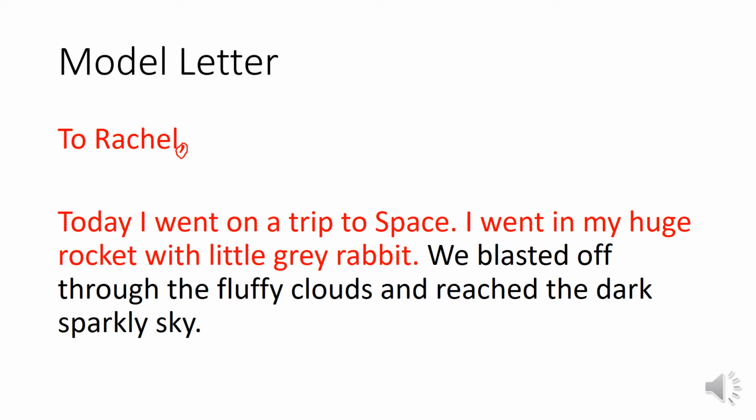Then once I've chosen who I'm writing to, I am then starting my letter. So I've started it by saying, today I went on a trip to space. So I've told Rachel where I have gone. I then go to say, I went in my huge rocket with little grey rabbit. So I've told Rachel who I went with, and I've even added in some description because I've added in the word huge and little and grey.